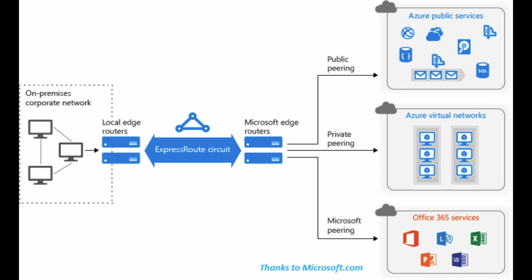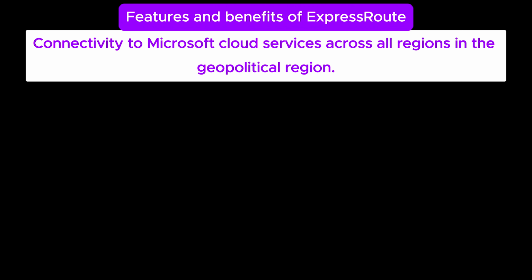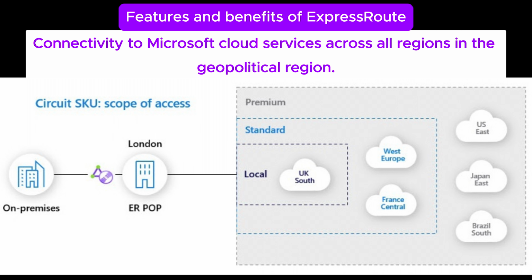Each location would have its own ExpressRoute circuit. It means if you want to connect your data center to another data center, you will be navigating through the Azure cloud with the help of ExpressRoute. So we will be discussing all these types of private connection provided by ExpressRoute one by one, and let's discuss its first feature, which is connectivity to Microsoft cloud services across all regions in the geographical region. Understand my point?